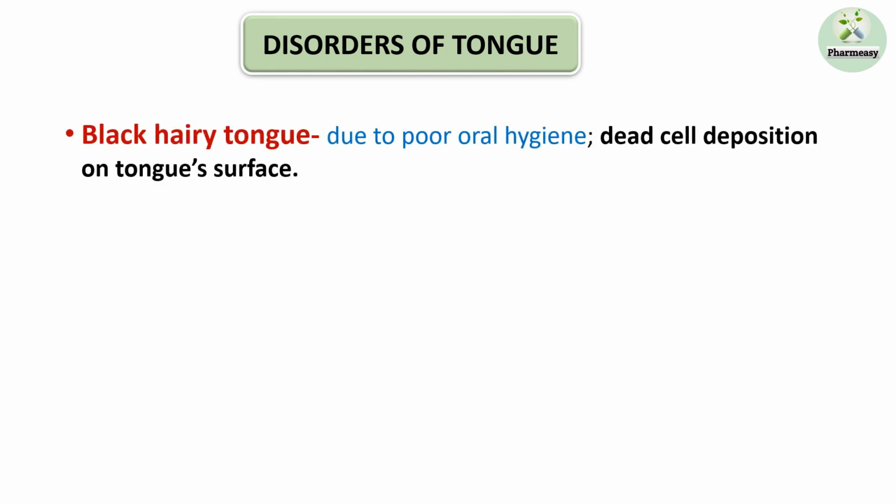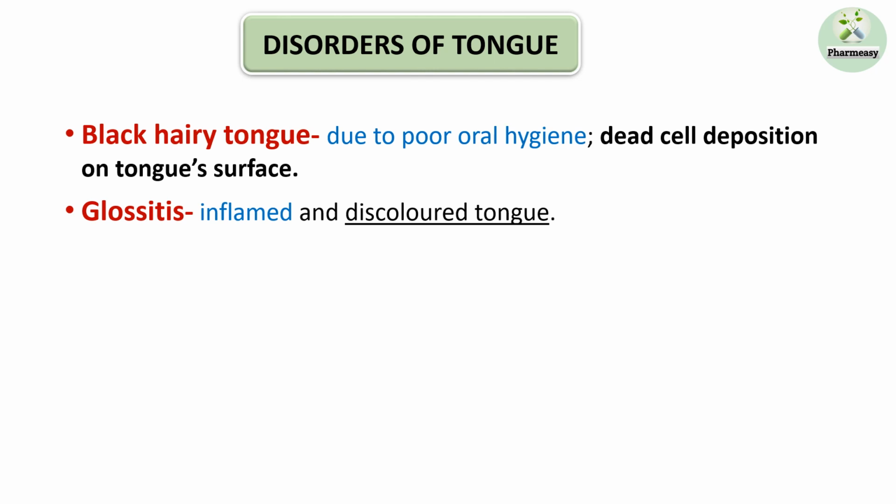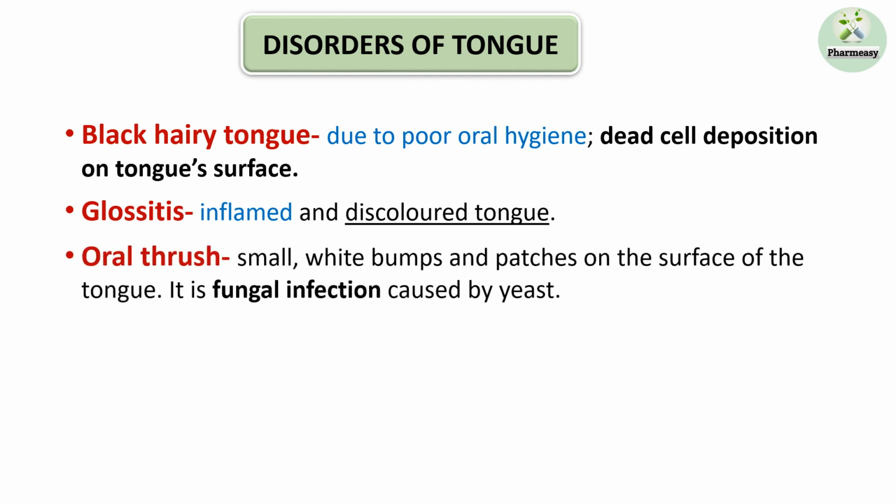Black hairy tongue is a disease due to poor oral hygiene, and in this, dead cells are deposited on the surface of the tongue and create a dark, furry-like appearance. Glossitis is a condition that results in a swollen, inflamed, or discolored tongue. Oral thrush is also a disease characterized by small, white bumps and patches on the surface of the tongue. It is a fungal infection caused by yeast.